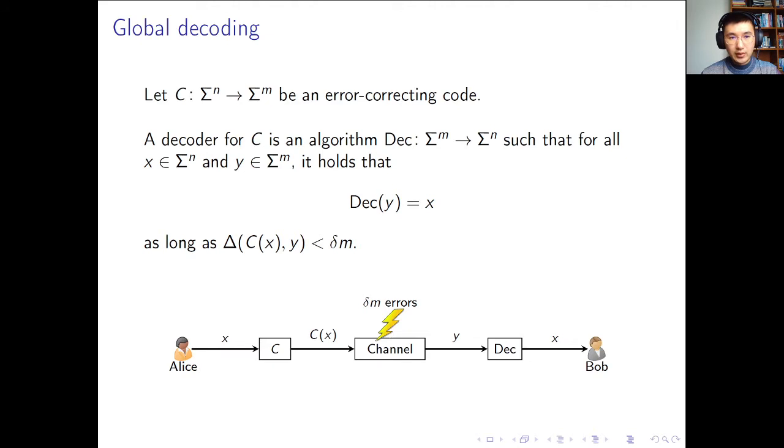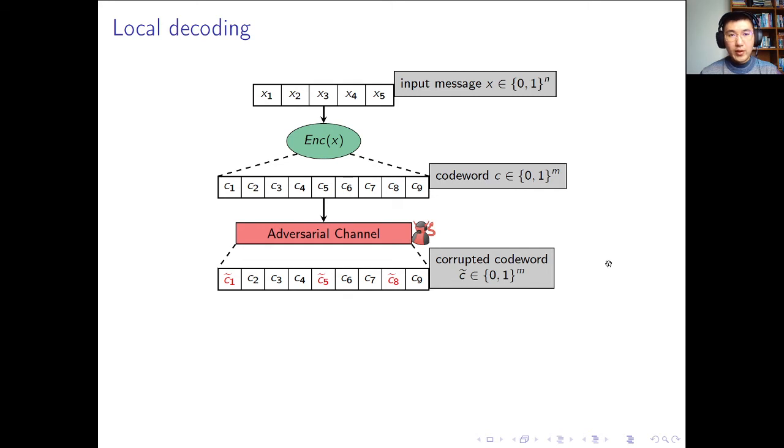Now let's turn to decoding. The purpose of error correcting codes is to correct errors, and that's achieved by the decoder. Essentially, a decoder for a code C is an algorithm which inverts the encoding algorithm as long as the input string y is not too corrupted. So as long as there are at most delta min corruptions, then the decoder should succeed. However, we're more interested in local decoding, which is the subject of this paper.